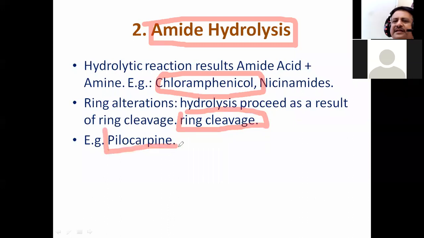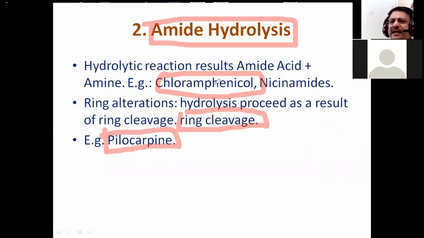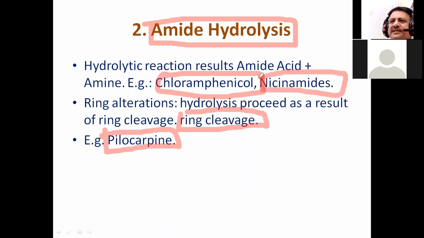Now pilocarpine is a drug which is used for the treatment of glaucoma. Then chloramphenicol is an antibiotic, and this is niacinamide. These are a class of, we can say, vitamin B, that is a subclass of vitamin Bs. So we should be in a position to study this.